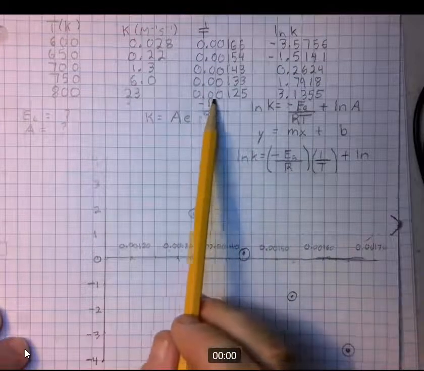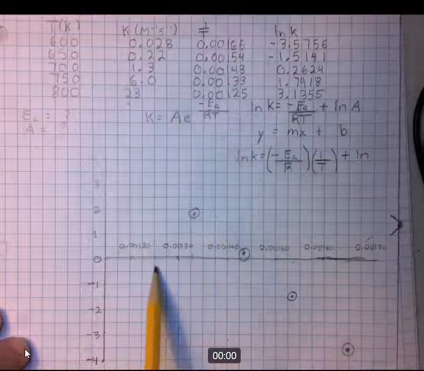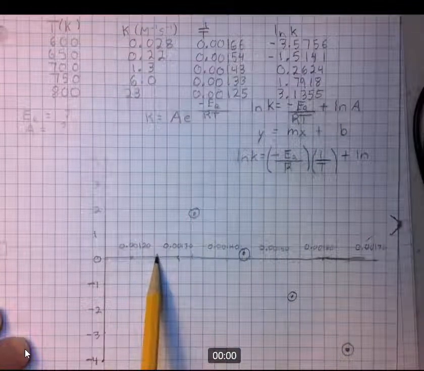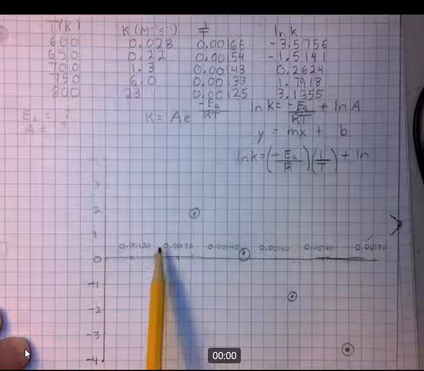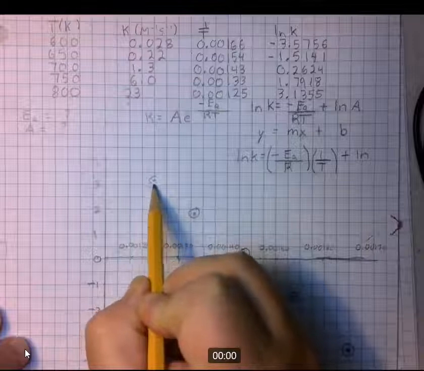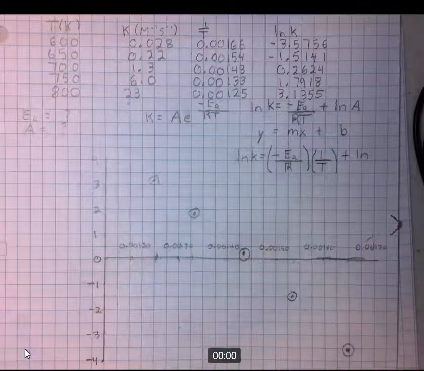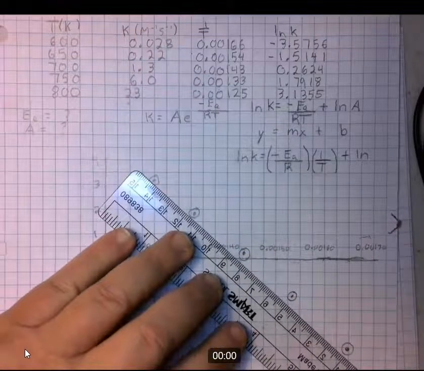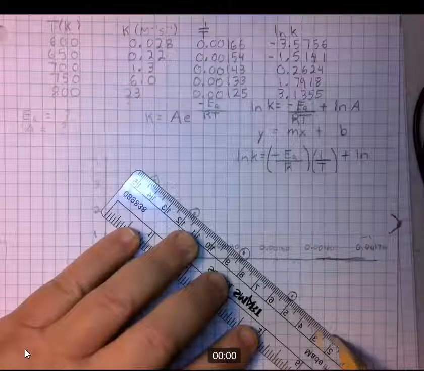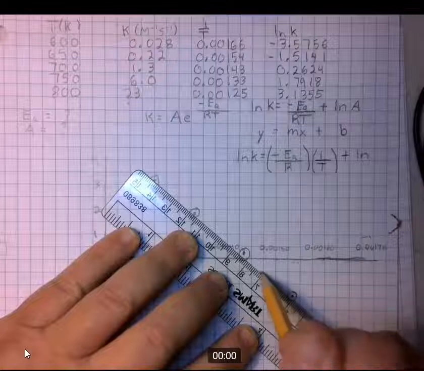And finally we have 0.00125, so that's right in between, right there. And we got 3.1, so we're going to go up just a little bit above 3, and that's going to be right there. And you can see we have something pretty much approximating a straight line, which is what we want to do. We want to linearize the data. That's the whole purpose of using the natural logs.